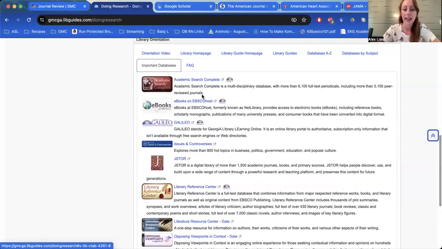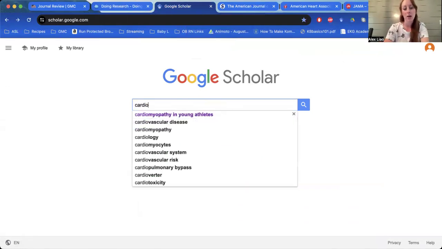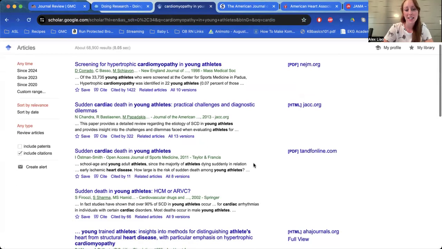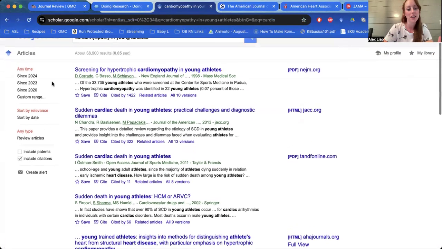I really like Academic Search Complete. This very first one has been very helpful. In addition to using that, you can use Google Scholar if you'd like to. Just type Google Scholar and you can find different topics, like cardiomyopathy in young adults. Then we can find different topics here. You can also customize it to be since 2020 if you want something recent. You can customize it based off whether it's a review or things of that nature.